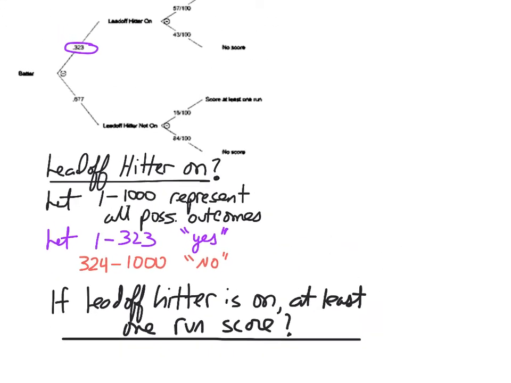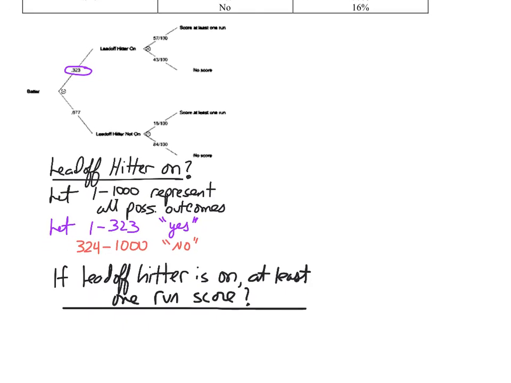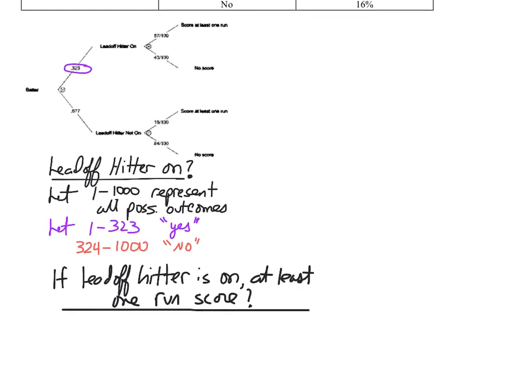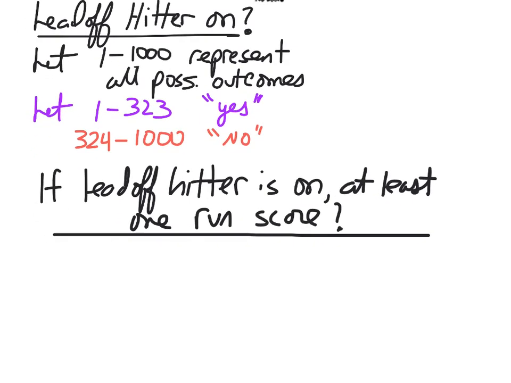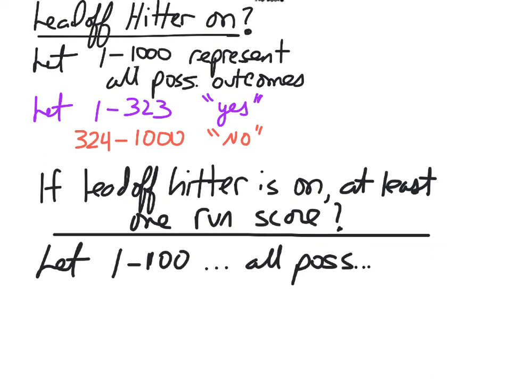Now here it's out of 100 because those probabilities are actually represented out of 100. They were given in percent form, percent, the cent being 100. So I can go with a little simpler of an approach here. Let 1 through 100 be all possible outcomes. And 1 through 57 would be my yeses. And 58 to 100 would be my no's.